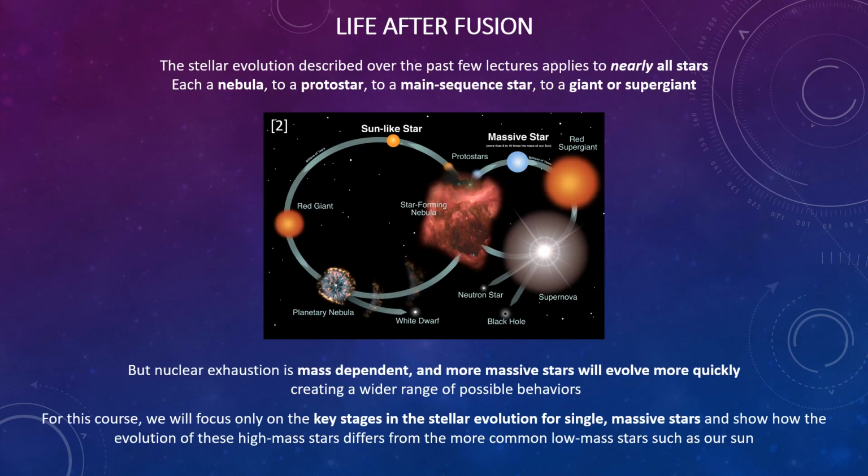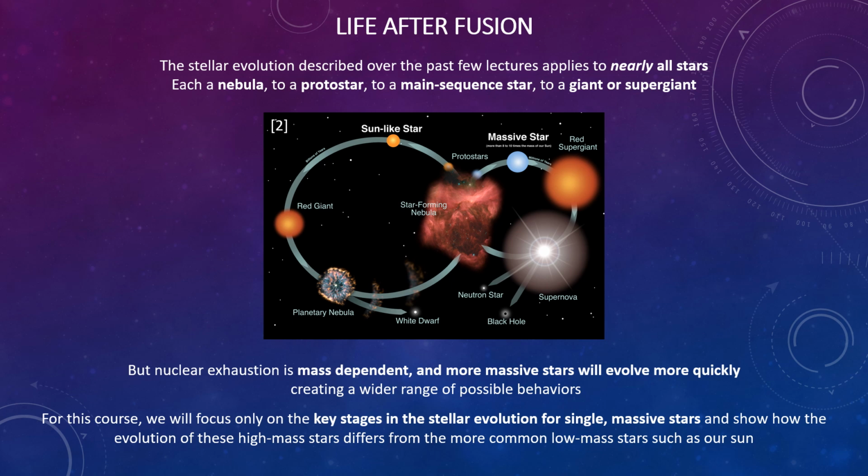We've been talking about stellar evolution for the past few lectures, and this applies to nearly all stars. Each starts out as a nebula, and then they become a protostar, and then they become a main sequence star, and then a giant or supergiant. But the nuclear exhaustion is mass dependent. So more massive stars will evolve way more quickly.